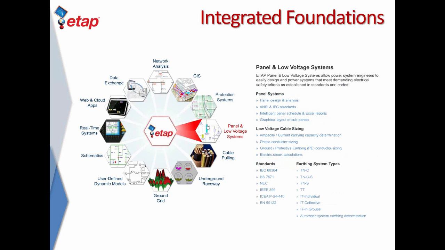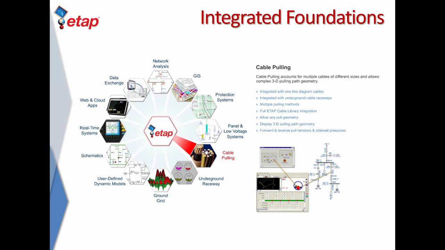You can go down to the low voltage network and model the three-phase, single-phase panel systems, do cable sizing, shock protection, using various standards such as IEC, British Standard, IEEE, and so on. You can take the cables in the electrical diagram and create a cable routing such that you can see the effect of sidewall pressure and tension on the conductor as it's being pulled through a manhole.